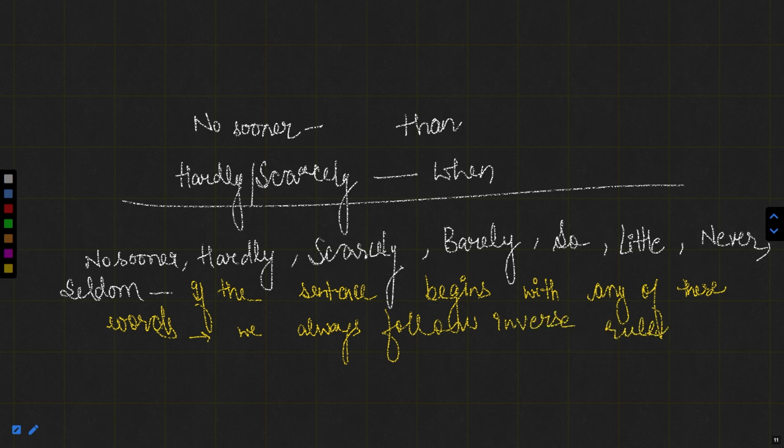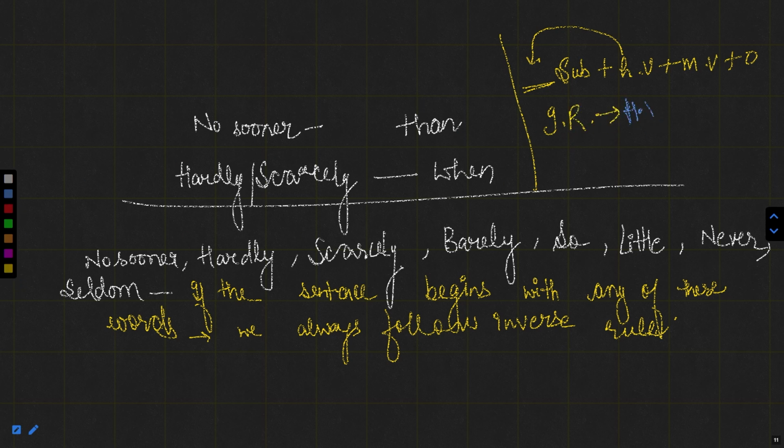In case of inverse rule, what happens? The basic structure of a sentence is subject plus verb, or you can say helping verb, then main verb, and then object. But inverse rule refers to when the helping verb comes prior to the subject. IR means inverse rule. This means that the helping verb should precede the subject. So only this much of the structure will be changed. Here helping verb, after that subject will come.